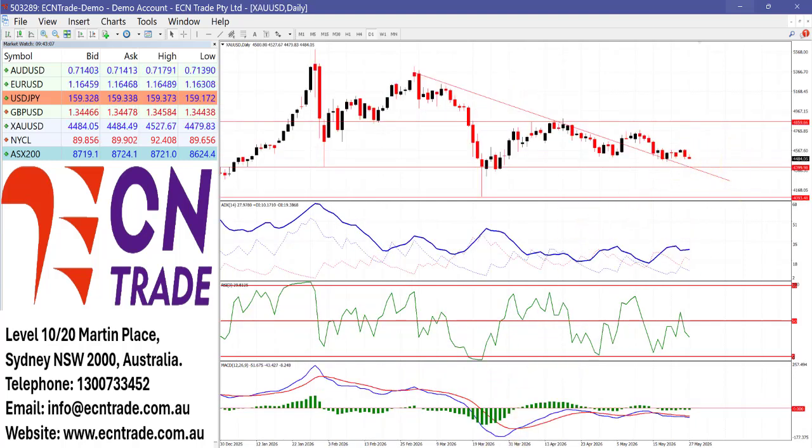Finishing up with gold, well, the market is sliding back towards this bottom side of the range, seen around 4,400. Technicals are supporting this. Let's see if we can get a bounce.